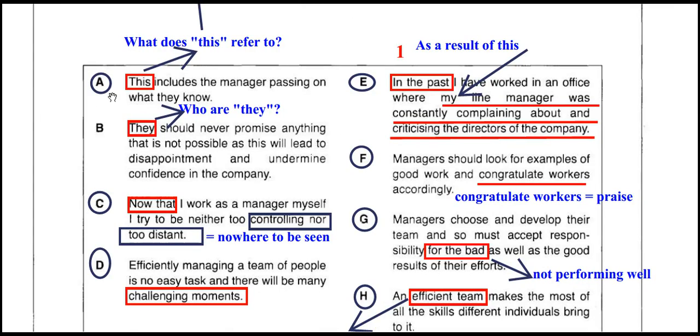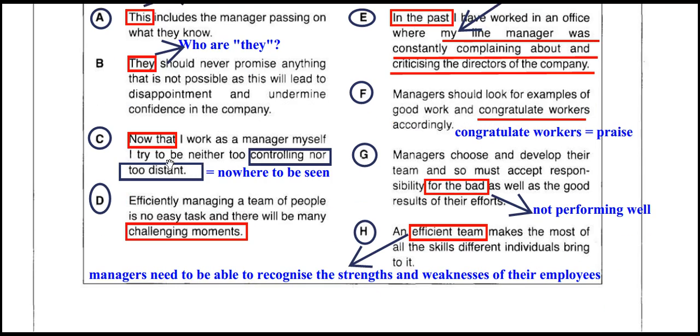For example, we have this one. This includes the manager passing on what they know. So the question will be, what does this refer to, right? Because we don't know. Then we have this one. They should never promise anything that is not possible. Who are they? We don't know who they are. We know it's going to be a plural noun. For example, people, employees, or something like that.